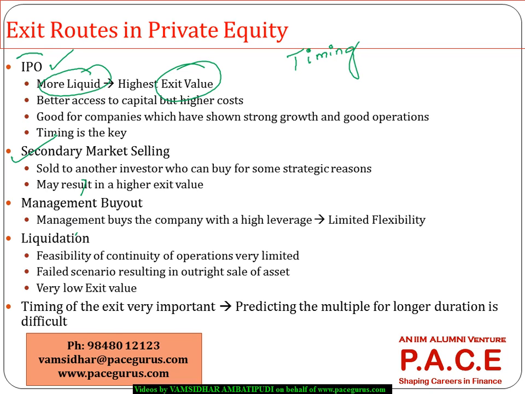So depending on the timing, the exit multiple can either be very high or even very low. So predicting the multiples per 1-2 years is quite comfortable, because predicting the performance of the company for the next 1-2 years is not so difficult, but predicting the multiples over a longer period is going to be more and more time consuming, or it may not be accurate in any manner also. So these are some of the exit routes that are available in case of a private equity investment.